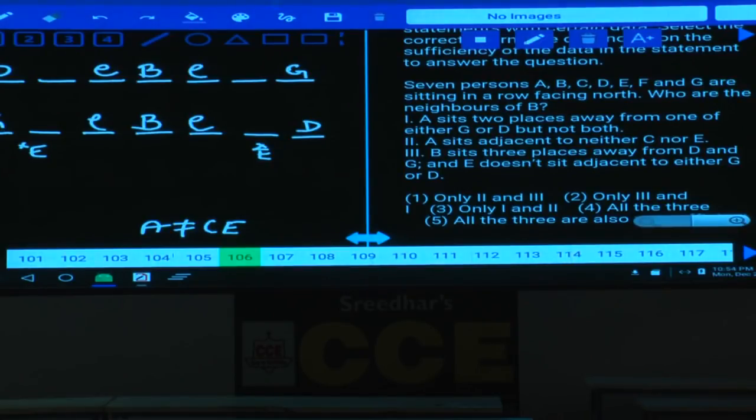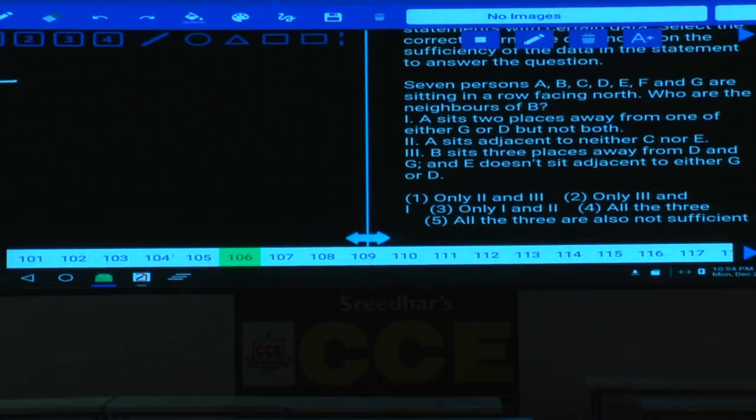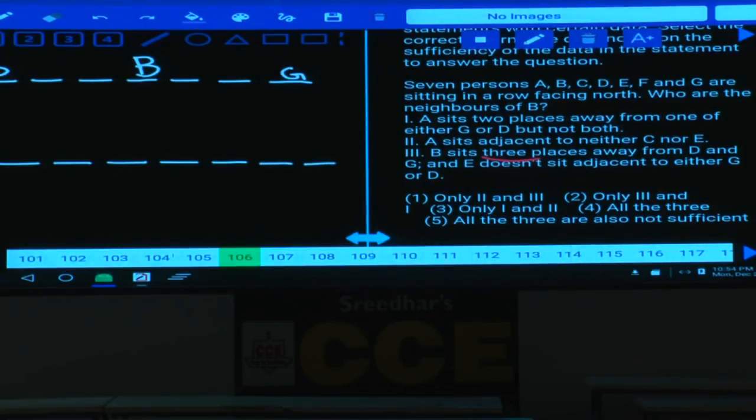Now, only 3 and 1. Now, we need to have seats 1, 2, 3, 4, 5, 6, 7 and B sits in seat 3 and D is here. B sits 3 places away from both D and G. D is here, G will be here. Then what is the second case? 3, 4, 5, 6, 7. Now, B is here and G at this place, D at this place. And E does not sit adjacent to either G or D.